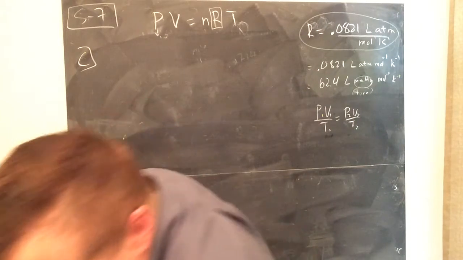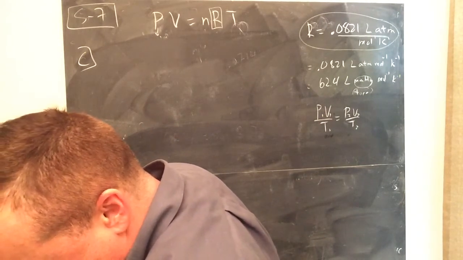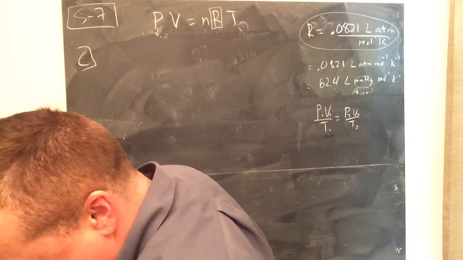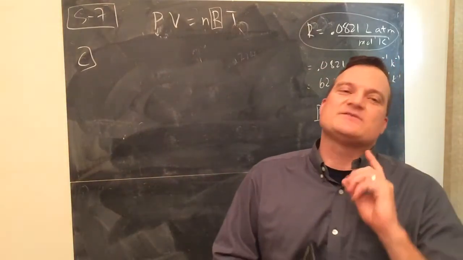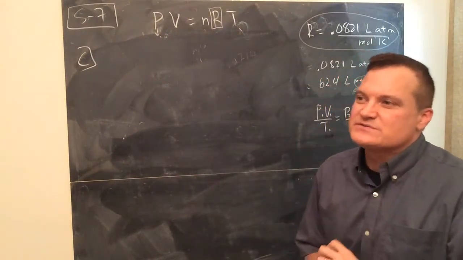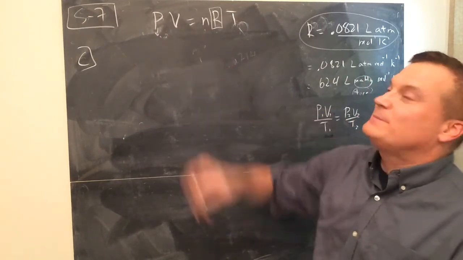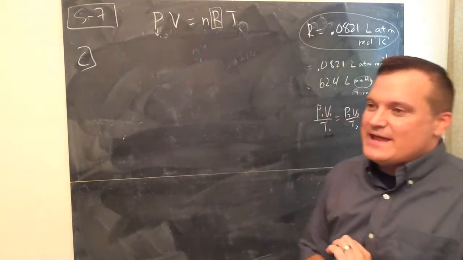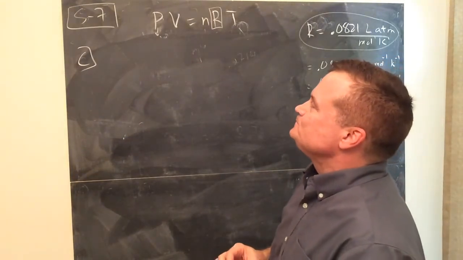However, in this problem, it talks about more gas being added, and there's a new pressure and a new temperature. So this is also a before and after, but it involves grams of the gas. If it says something about grams or moles of gas, then this becomes a before and after PV and RT problem. Now, what I like to do is actually derive the equation.